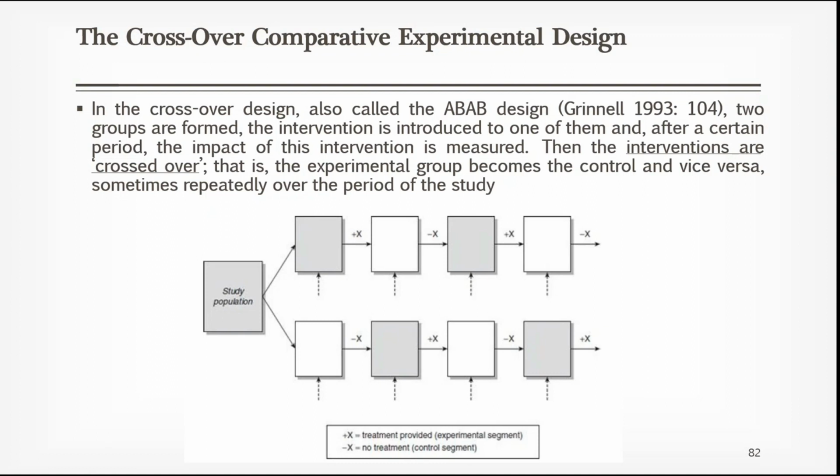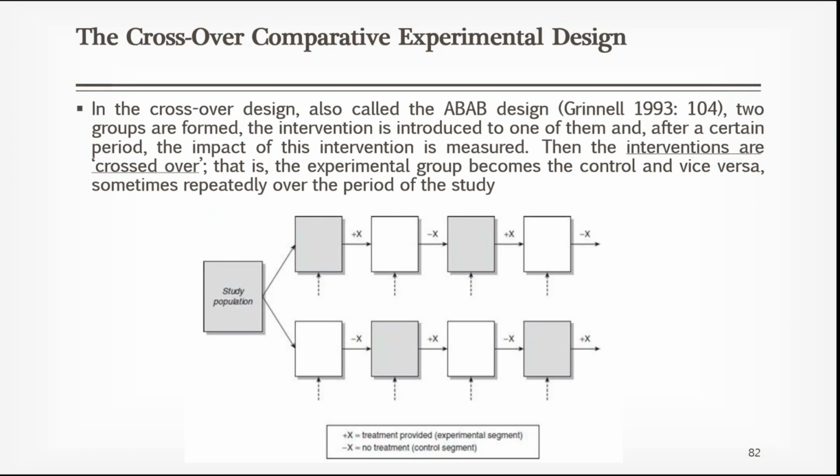The intervention is crossed over between the two groups, group A and group B. Hence, it is also called the ABAB design. ABAB design means you start the intervention with group A, then cross it over to B. Again, after time T, you change it back to group A. So the intervention will run from A to B, B to A, A to B. That way it will run, and there is crossover of the intervention. Hence, it is called the crossover comparative experimental design or ABAB design.